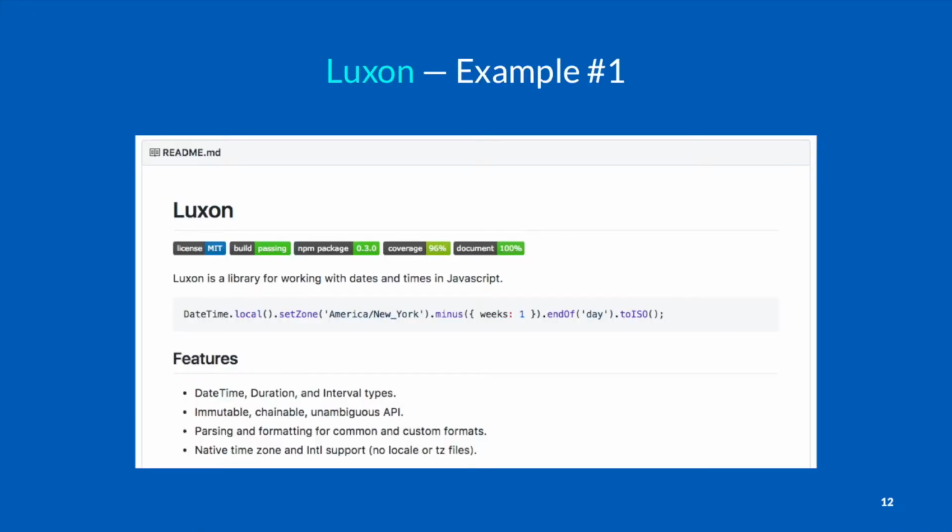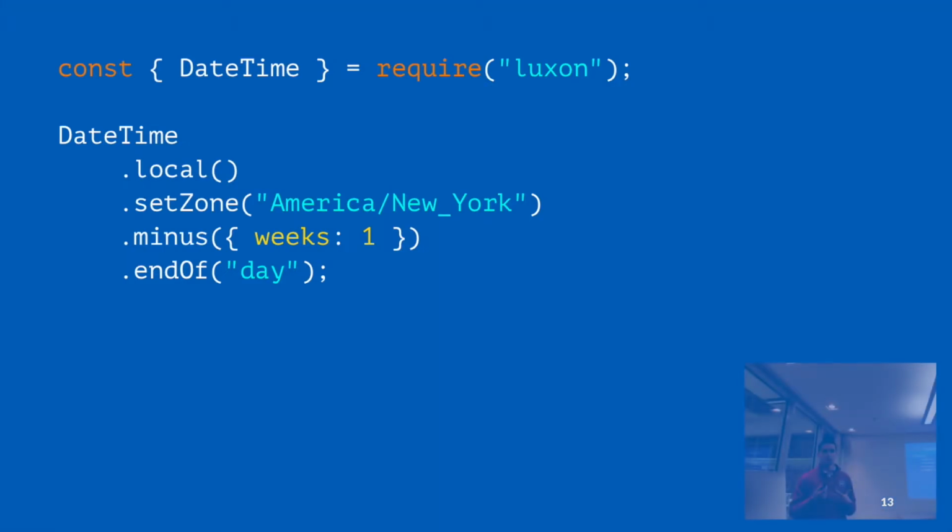library. I chose Luxon. Has anybody heard of Luxon before? It's written by the same team that wrote Moment.js. You guys have heard of Moment.js, right? It's a very popular date and time handling library. Luxon is different. It's more like date-fns in that its API is immutable, more functional, and actually chainable.